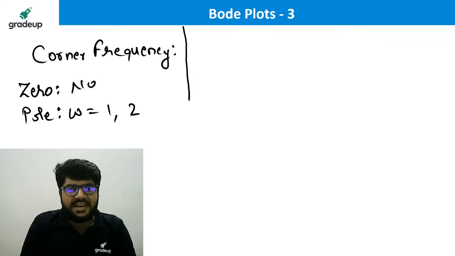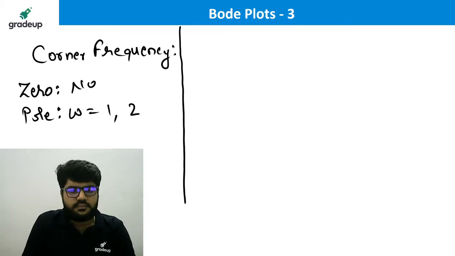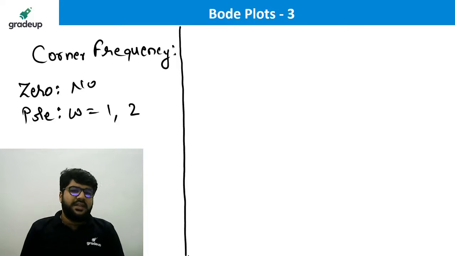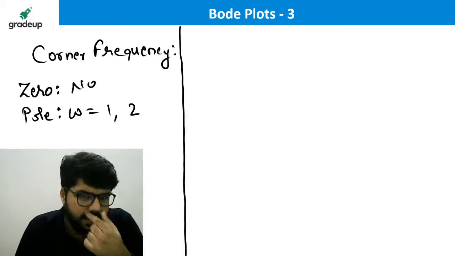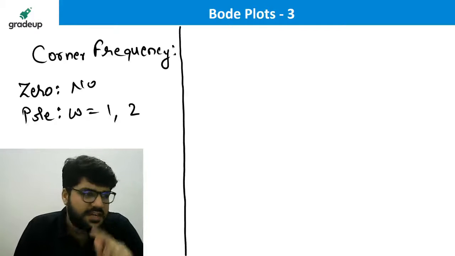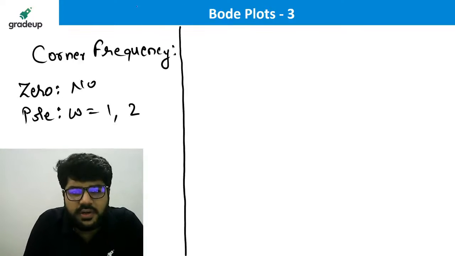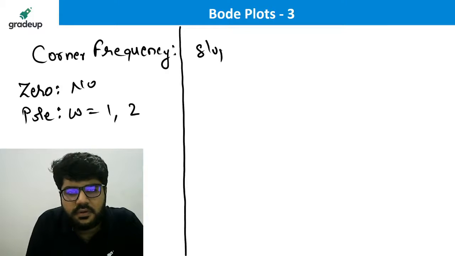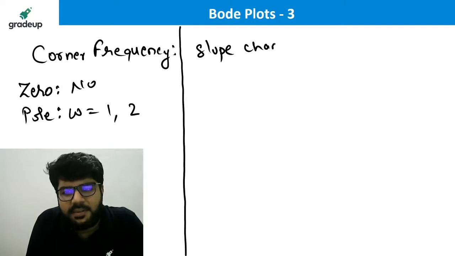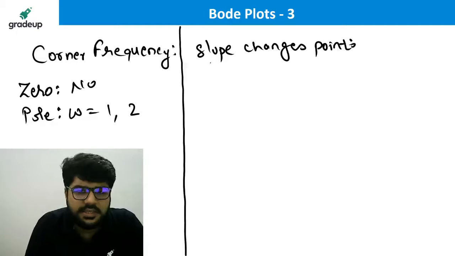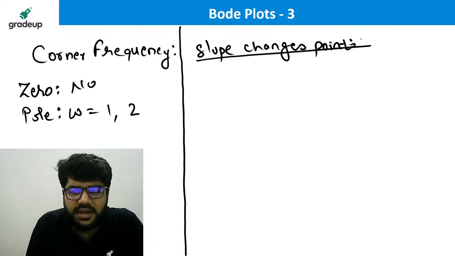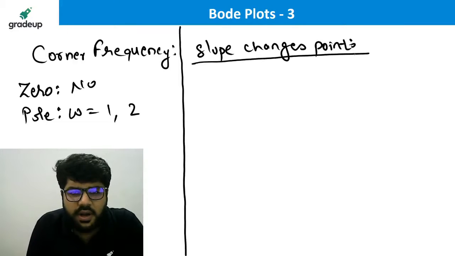But as I've told you, there is no slope change at the corner frequency. Slope will only change at the 1 by 10 and 10 times point. The slope changes point. Important to write down the slope changes point. Yes, guys, write down the slope changes point. And what are the slope changes point?